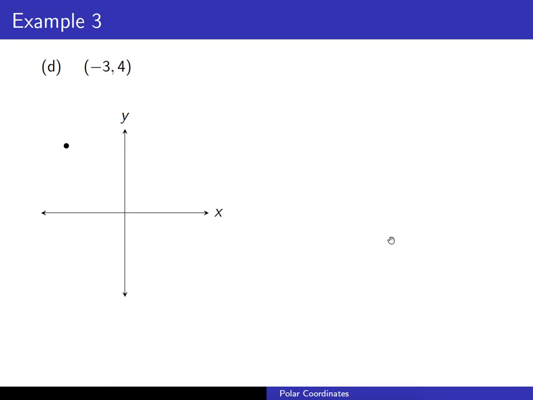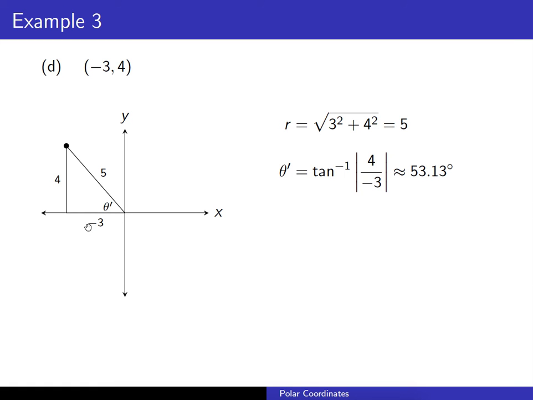Finally, part D, we have -3 and 4, so we're in the second quadrant. So let's start with our Pythagorean theorem. We get a radius of 5. And for our theta prime, we're going to do the inverse tangent of the absolute value of 4 over -3. Because we don't have 4/3 as one of our angles in our chart, we can use an approximation here. We get 53.13 degrees, which means we stopped roughly 53.13 degrees short of 180. So to calculate the angle rotated, it's 126.87.